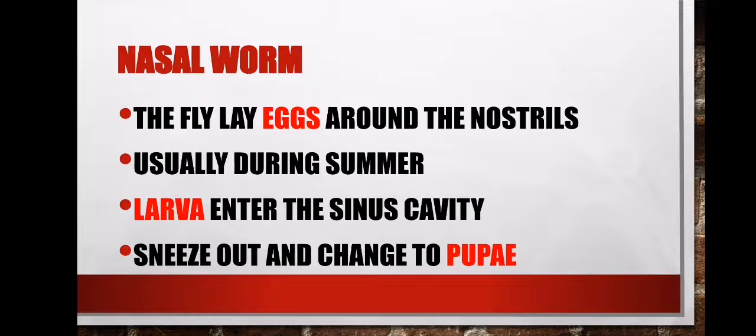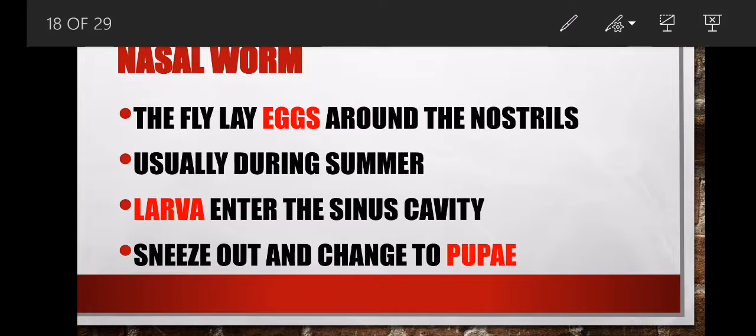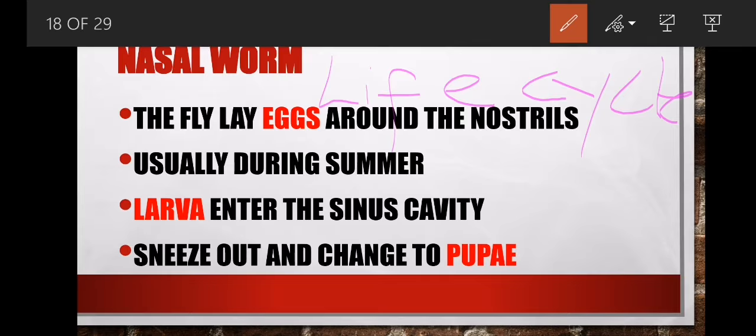When we look at the nasal worm, I will start by looking at the life cycle. So let's just say this is our life cycle, which is of a nasal worm. What happens is that the nasal worm will start by laying eggs. Sometimes we call it a fly because it looks like a fly. Where does it lay the eggs? It will lay the eggs on the nostrils. I think you are familiar with the term nostrils.